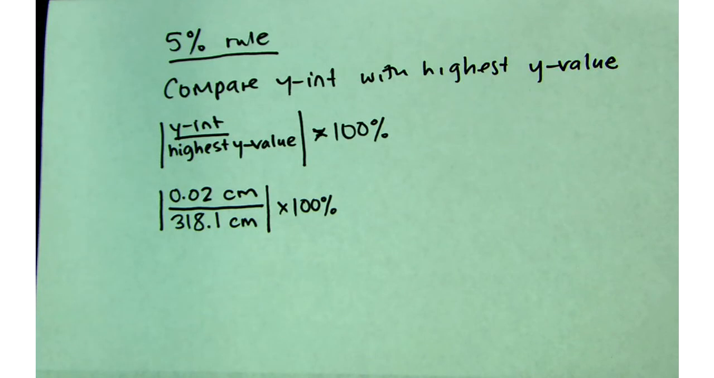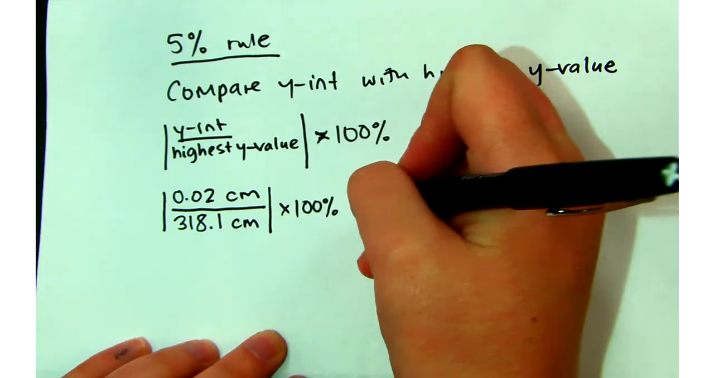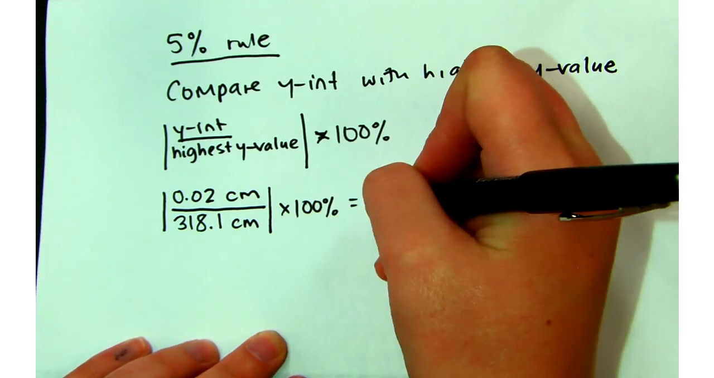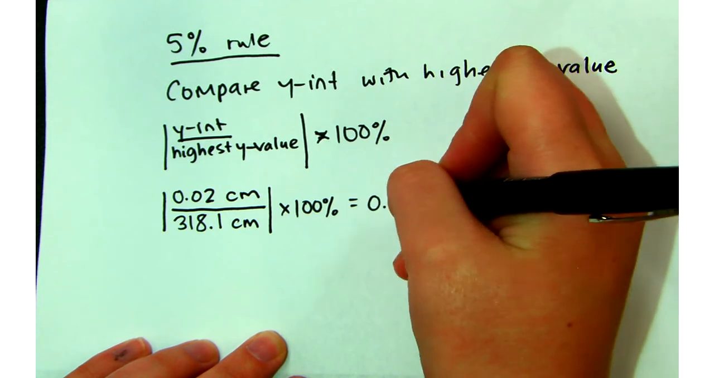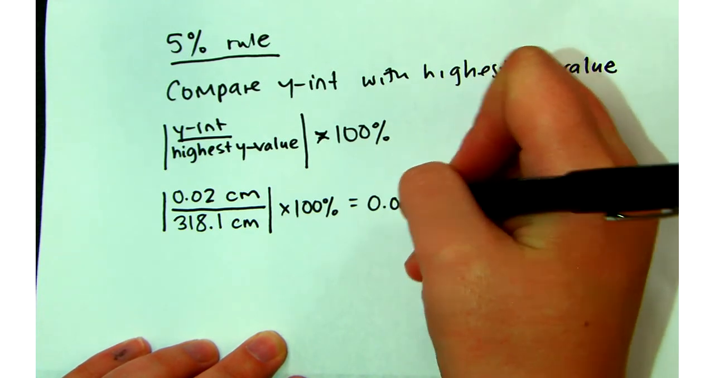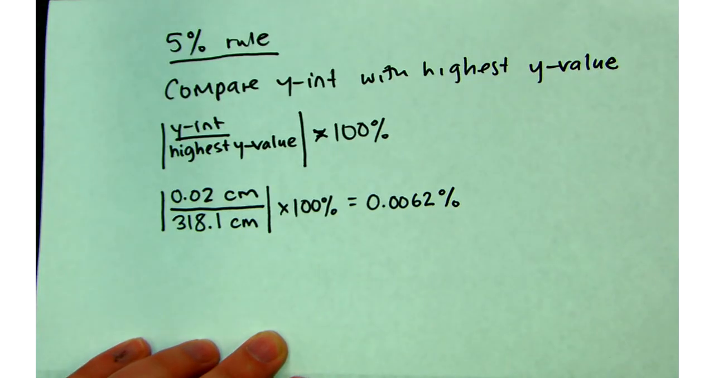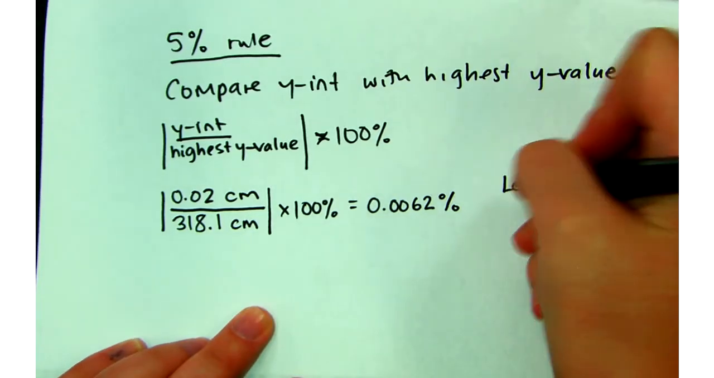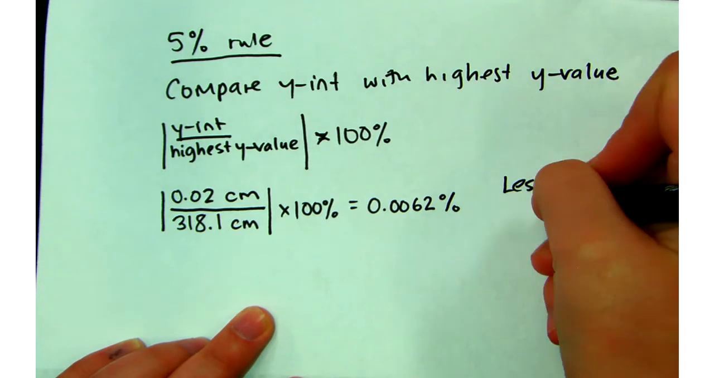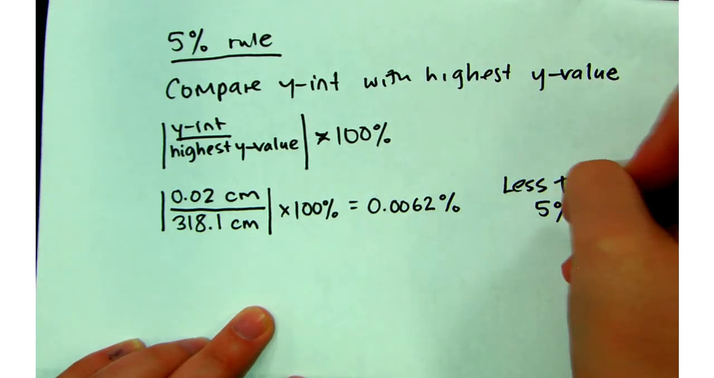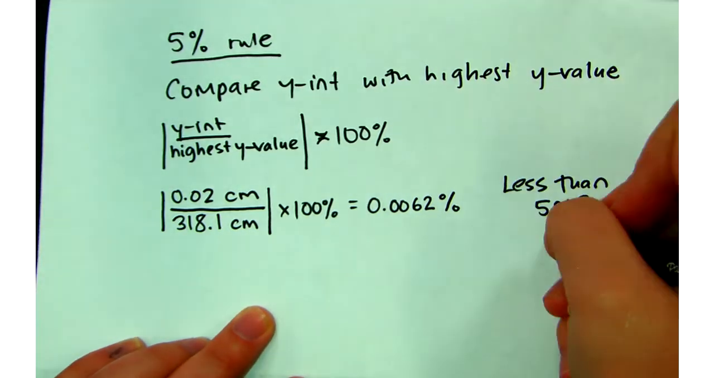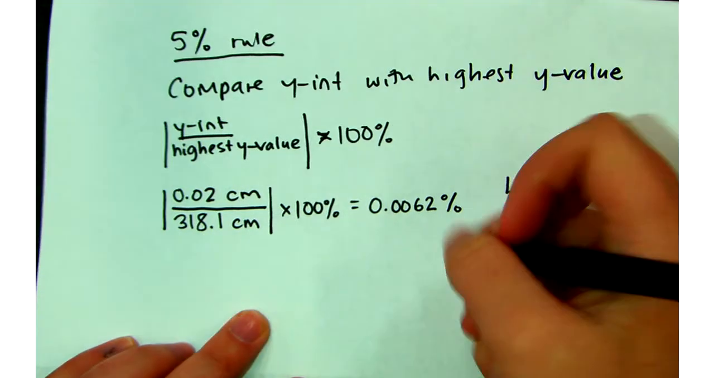All right, so what I get out of this is 0.0062%. And is this less than 5%? Yes, it is. So this means that in our final equation, we're going to ditch the y-intercept.